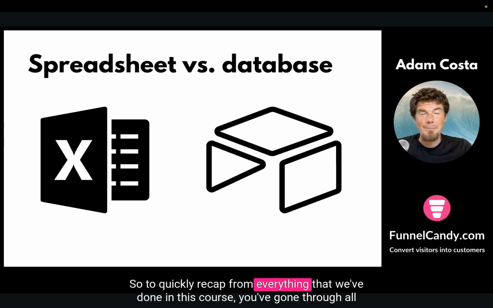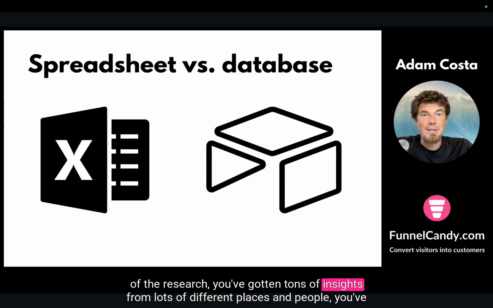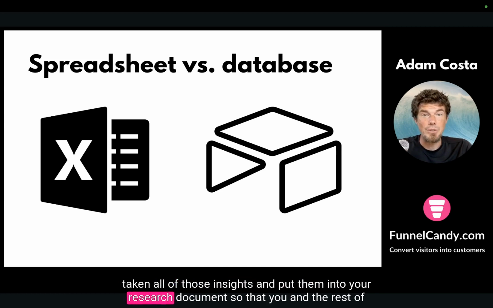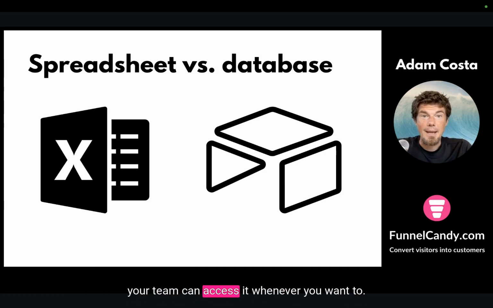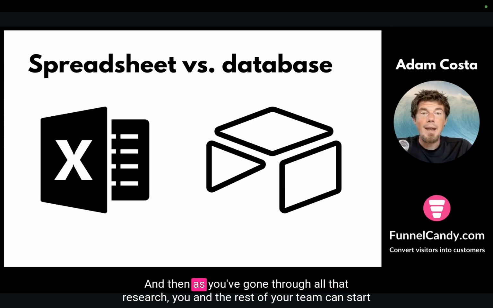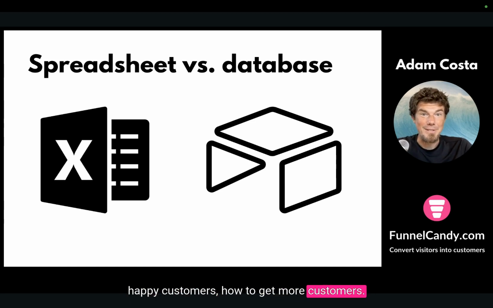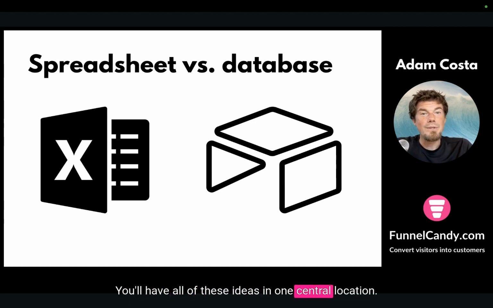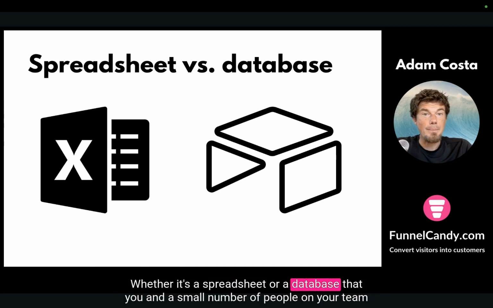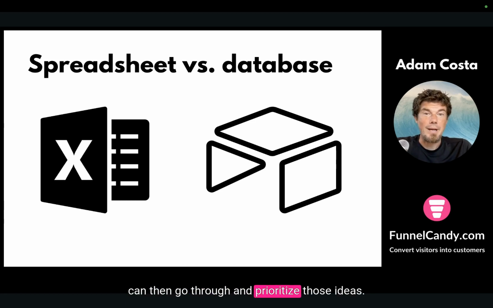So to quickly recap from everything that we've done in this course, you've gone through all of the research, you've gotten tons of insights from lots of different places and people. You've taken all of those insights and put them into your research document so that you and the rest of your team can access it whenever you want to. And then as you've gone through all of that research, you and the rest of your team can start adding ideas on how to improve the business, how to improve your products, how to have happy customers, how to get more customers. You'll have all of these ideas in one central location, whether it's a spreadsheet or a database, that you and a small number of people on your team can then go through and prioritize those ideas.